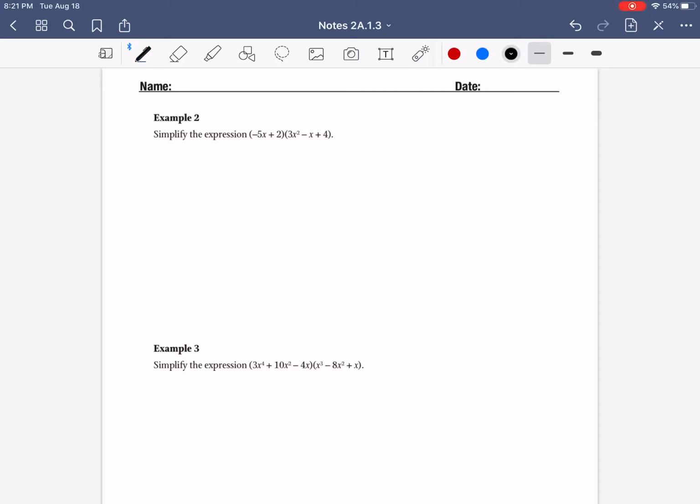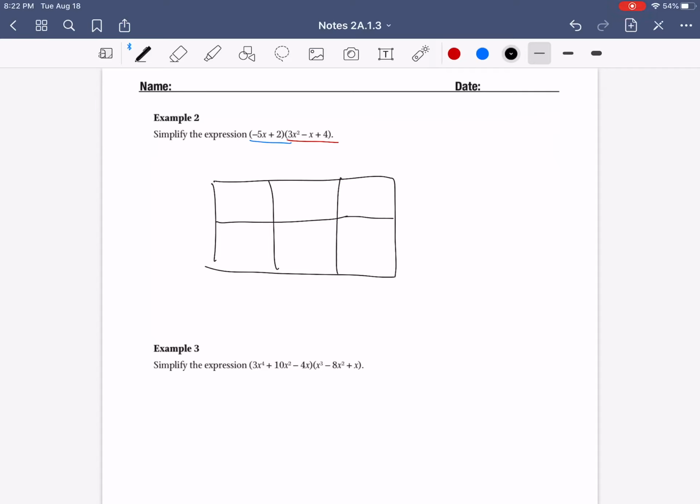So my next one says simplify the expression negative 5x plus 2 times 3x squared minus x plus 4. Okay, so this first polynomial has two terms. So I'm going to go 2 down the side. And the second polynomial has three terms, 3x squared minus x plus 4. So I'm going to go 3 boxes across the top. Okay, so it doesn't matter. I could have had it going long, like tall ways too.